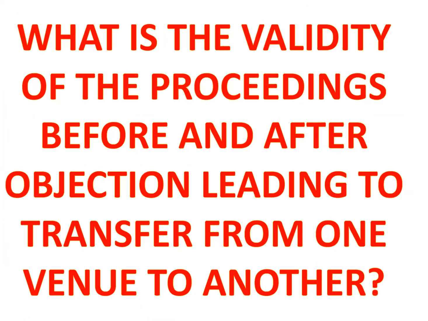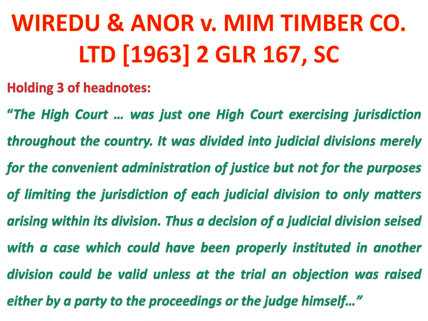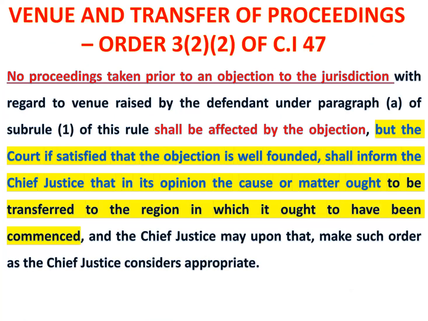Now, I remember I asked the question: what will be the validity of proceedings taken before the objection? And you remember we referred to Order 3 Rule 2, that any proceeding taken prior to the objection shall remain valid. Remember, we looked at Order 3 Rule 2, that no proceedings taken prior to an objection to the jurisdiction with regard to the venue shall be affected by the objection. So that makes it clear that any orders made prior to the objection continue to be valid.